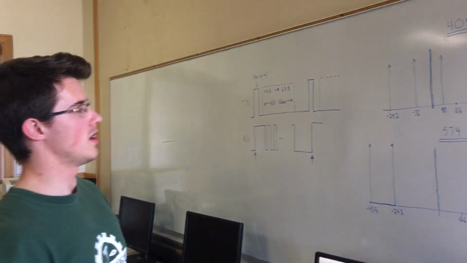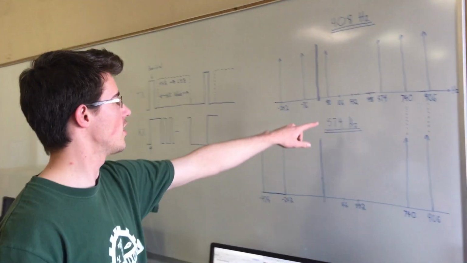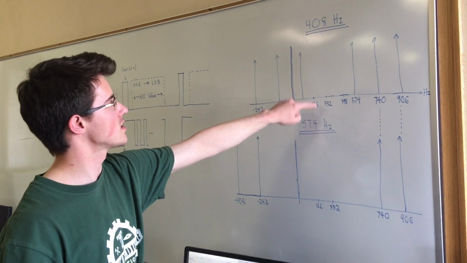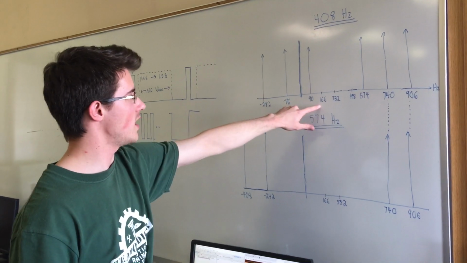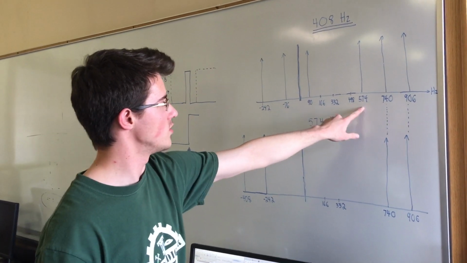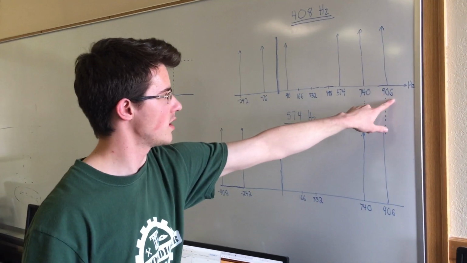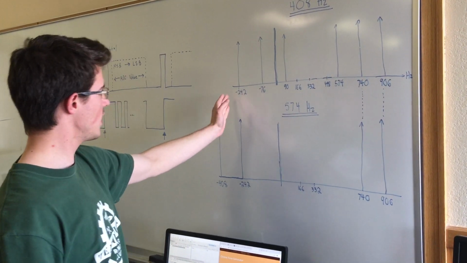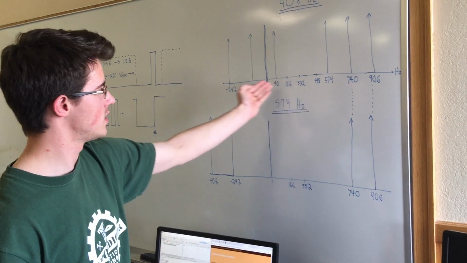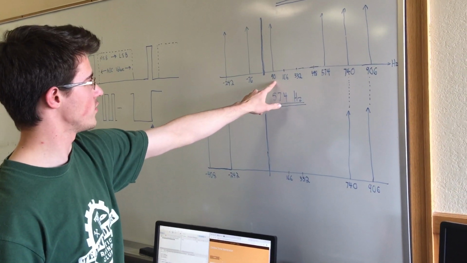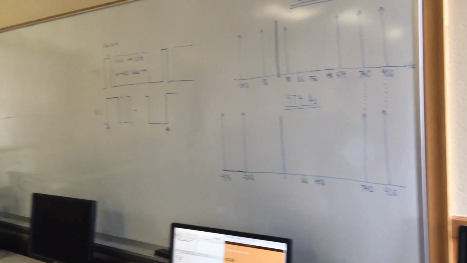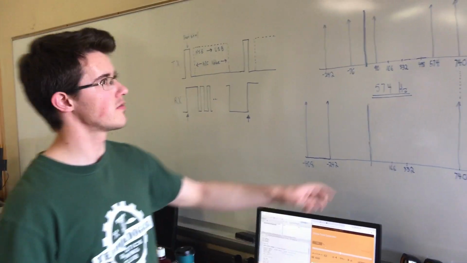And so if you do just a little bit more math, our sampling frequency is 166, the signal we're putting in is 408, and so you get these frequency components shown here: 574, 740, and 906. And then as this negative spectrum starts moving this way, we get some lower frequency components like 90.